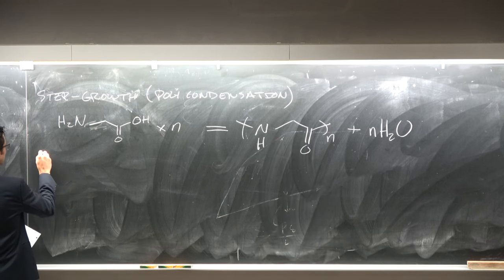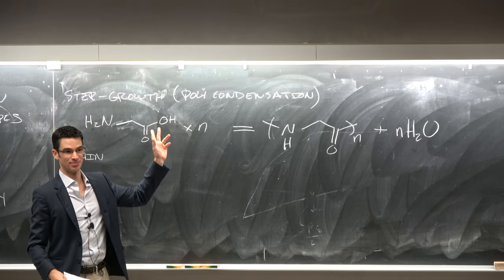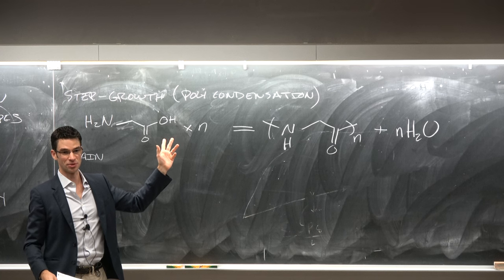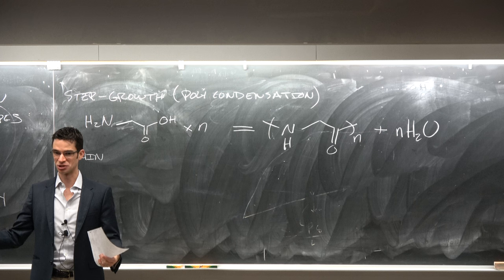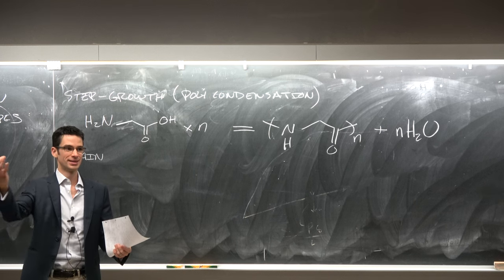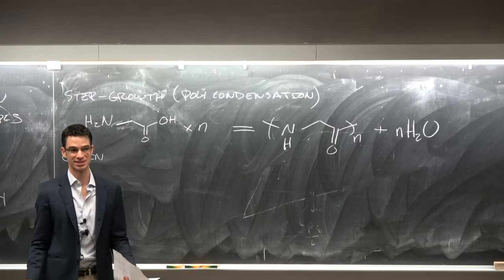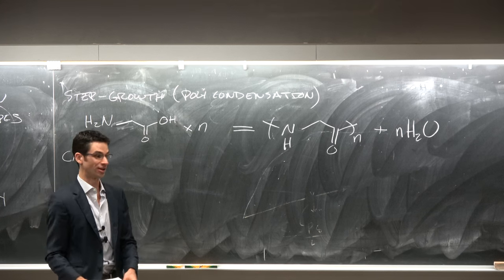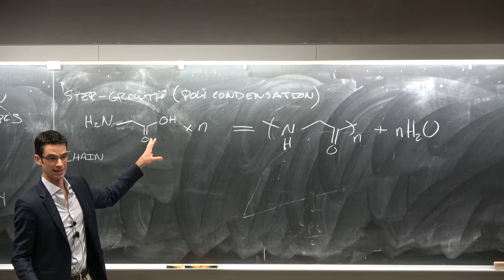Okay, how about a chain growth? So this is just in a flask. In a biological system, if you wanted to make a polypeptide, there's actually an enzyme that controls the addition of one amino acid after another. So in a biological system, a polypeptide actually follows chain growth kinetics, not step growth kinetics.